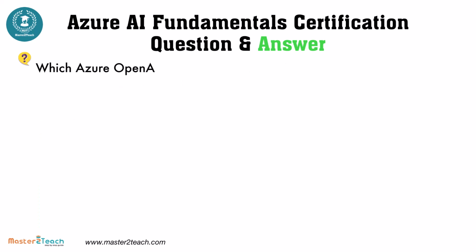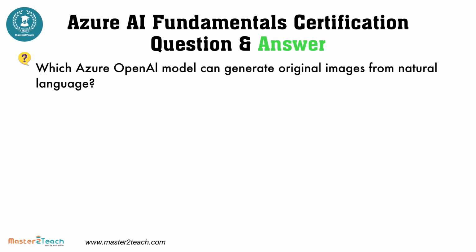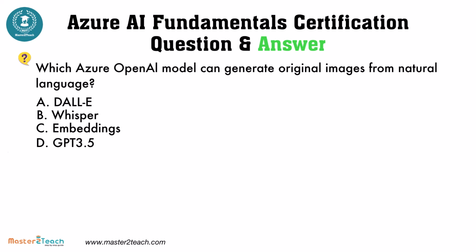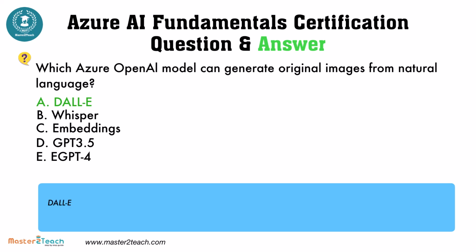Which Azure OpenAI model can generate original images from natural language? The options are A. DALL-E, B. Whisper, C. Embeddings, D. GPT-3.5, E. GPT-4. The correct answer is DALL-E. DALL-E is an Azure OpenAI model specifically designed to generate original images from natural language descriptions.